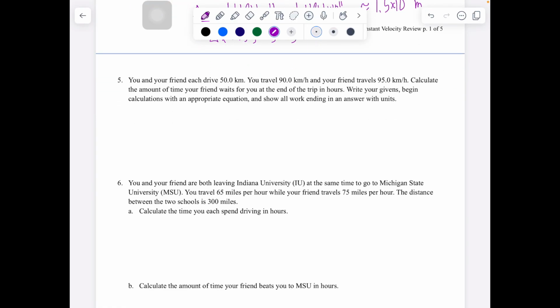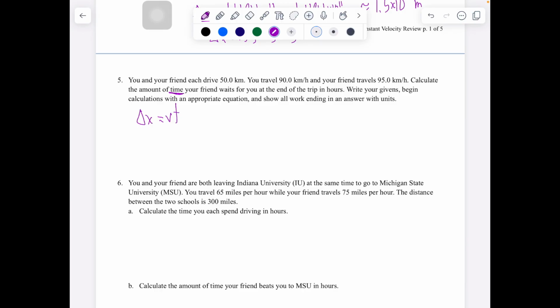We need an answer in units. Okay, so we know we're each driving the same distance. What we're going to do is solve this equation twice. Delta x is equal to velocity times time. We need to figure out time. That's what we're looking for. We can find that if we plug in the delta x and we plug in the velocity. So let's first do you, right?